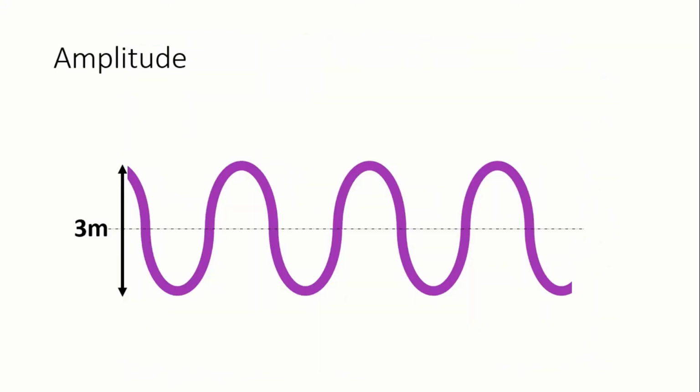So look at this wave. It has a height of 3 meters from crest to trough. So what's the amplitude? I'll give you a couple of seconds to think about it. Got an answer? Well, if the height of the wave from the crest to the trough is 3 meters, but the amplitude is measured from the centre line or the axis, this means that the amplitude is half of that, 1.5 meters.